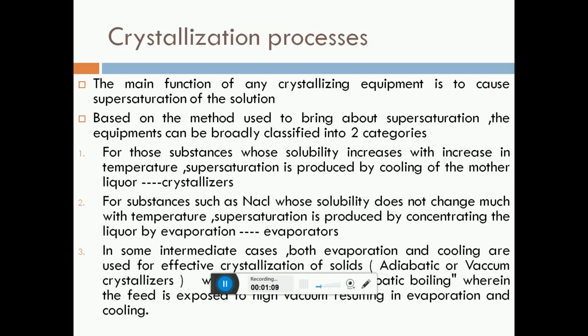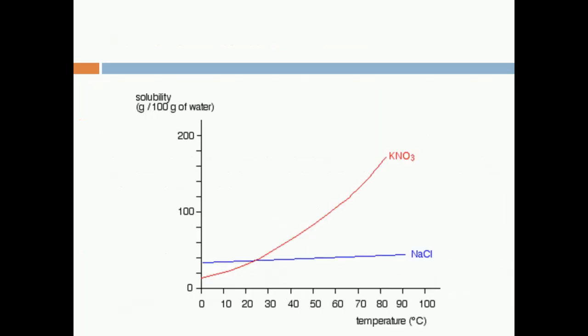And the second category is when you have a substance whose solubility does not change much with temperature. But then you have to create supersaturation by concentrating the liquor. Once you concentrate the liquor, you can supersaturate it, and this is carried out by evaporating. Once you evaporate the solution, you will have a concentrated solution which can later be cooled down to form the crystals. These kinds of equipment are called evaporators. And in the third type, you have a combination, in which both evaporation and cooling can be done effectively. Basically, these are the two types of systems that we have, crystallizers and evaporators.